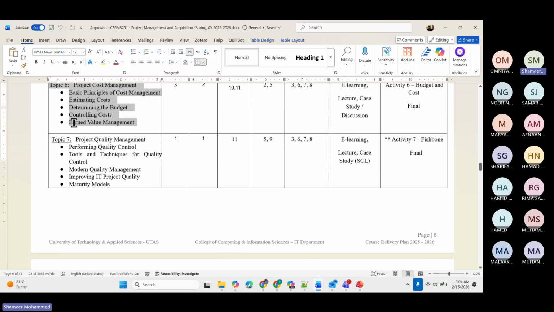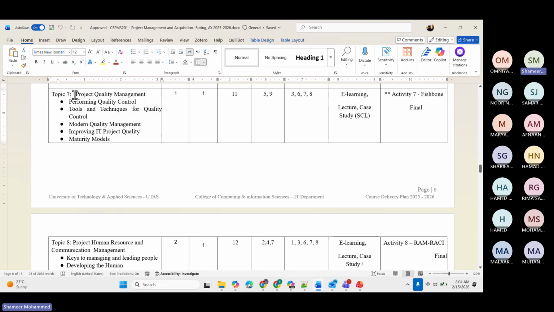Right? Next one, topic 7 is project quality management. Whenever you design or create a project, you have to maintain quality. How you will maintain quality, those concepts you will study in this lecture 7.